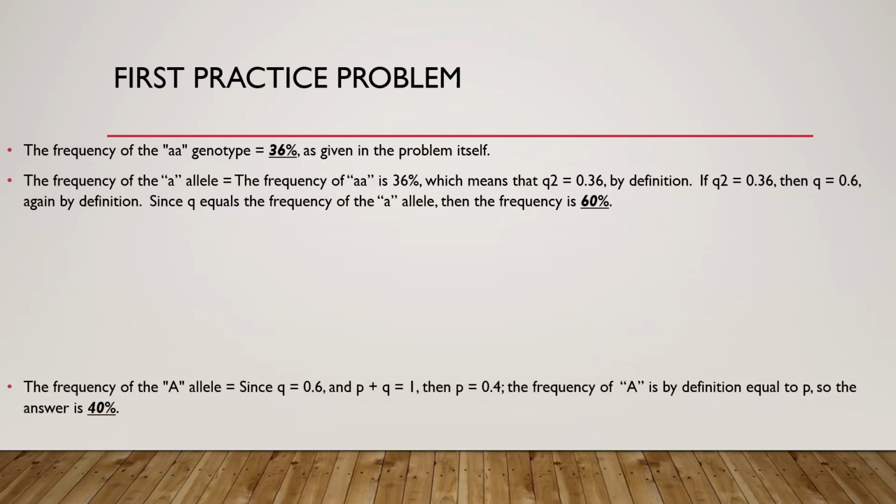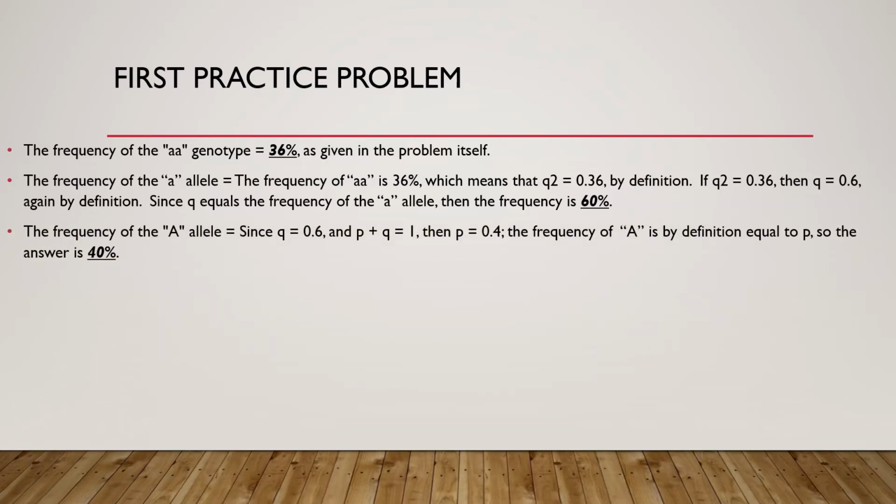Now that we know q, we can figure out p, because p + q = 1. We just take 1 minus 0.6 and we get p = 0.4, which means that the frequency of the dominant allele is 40%.